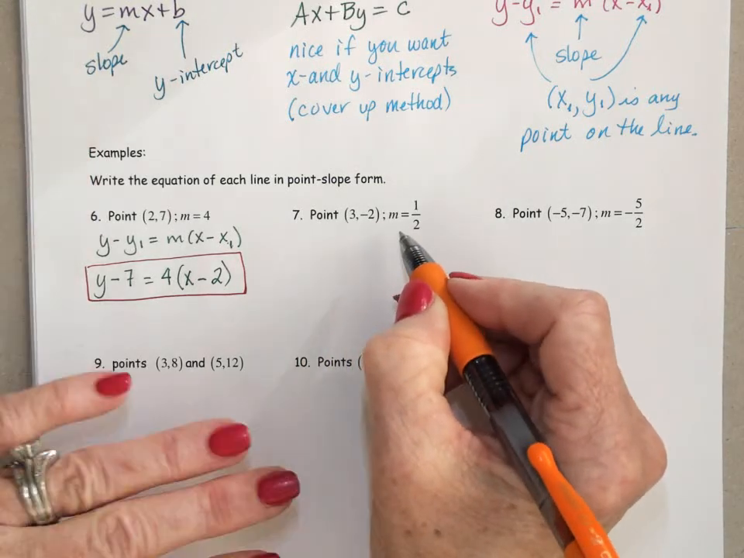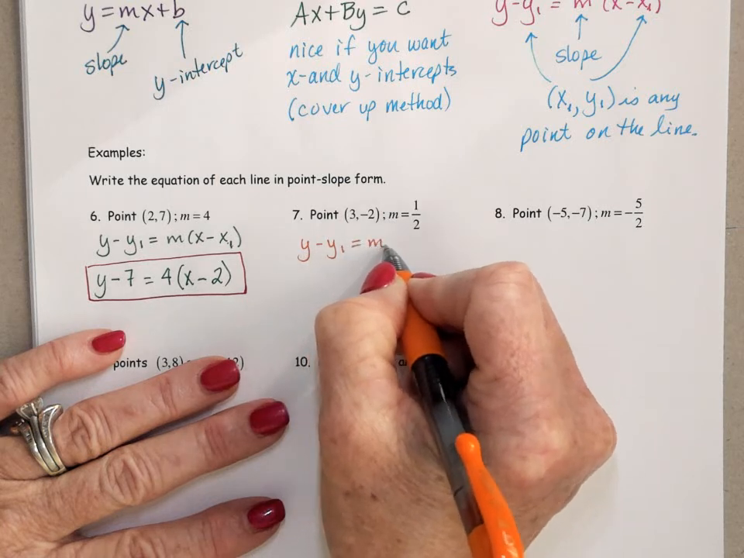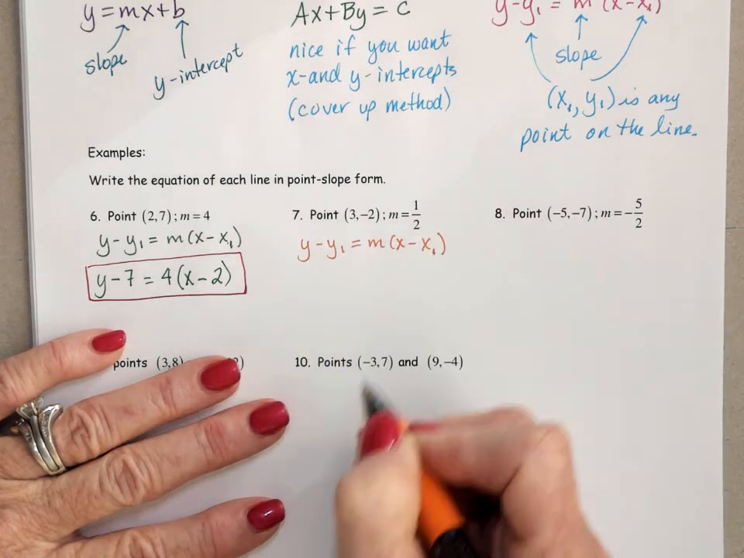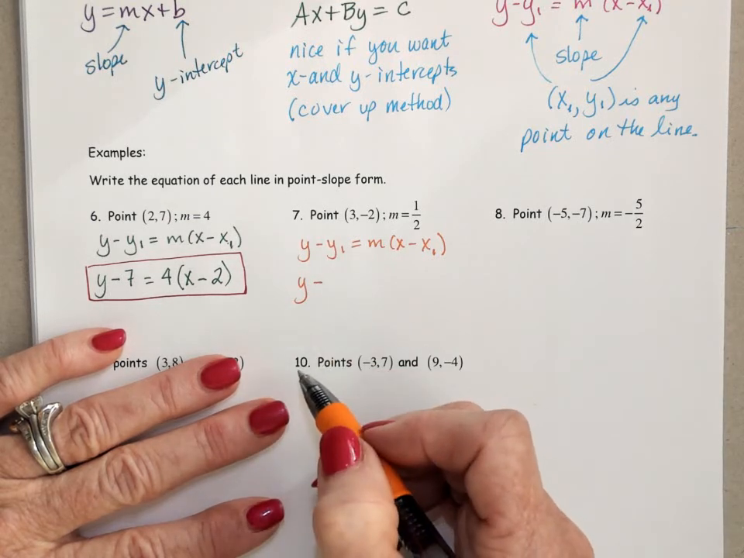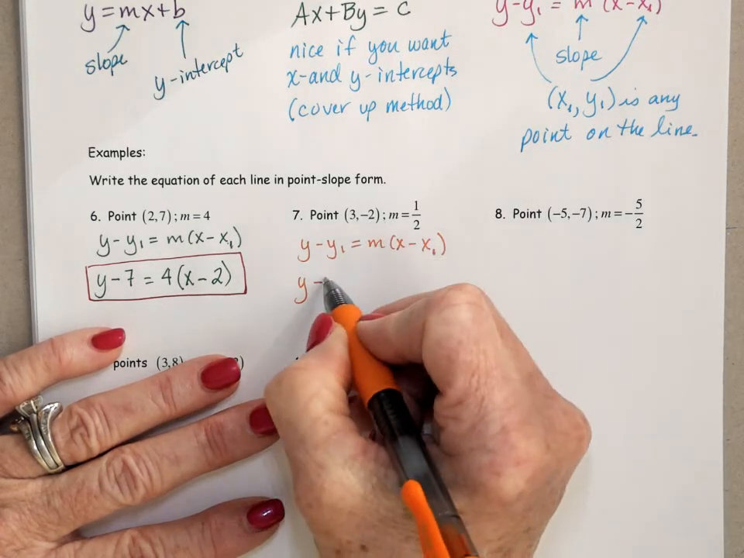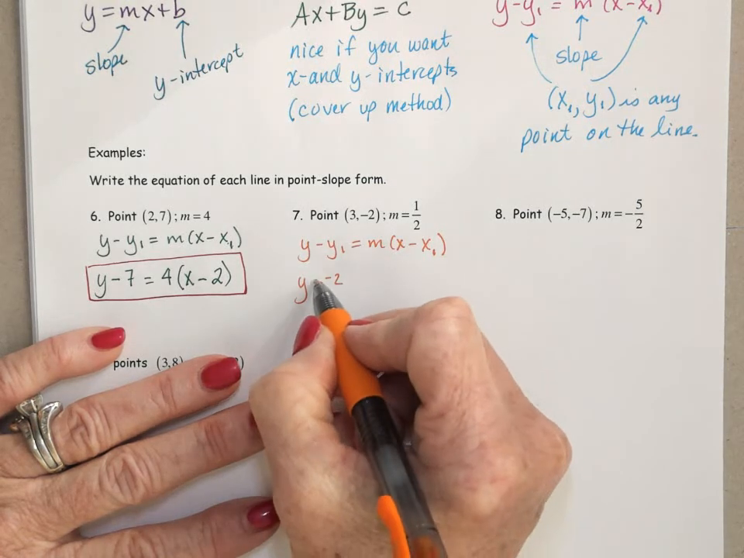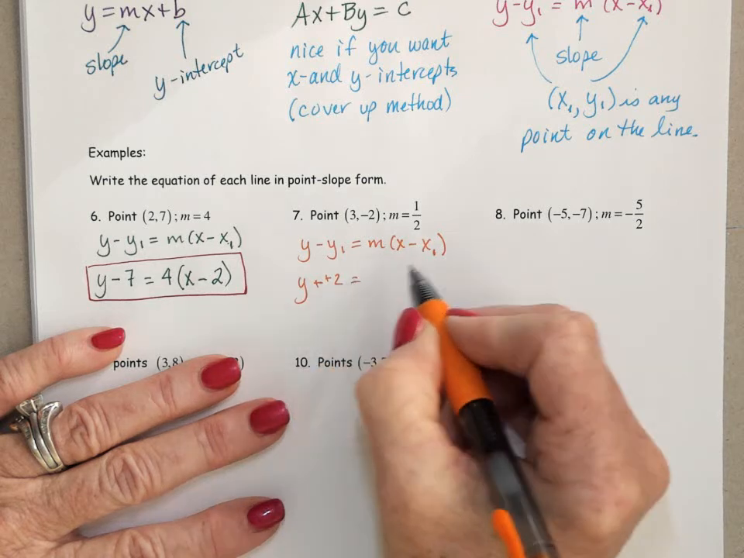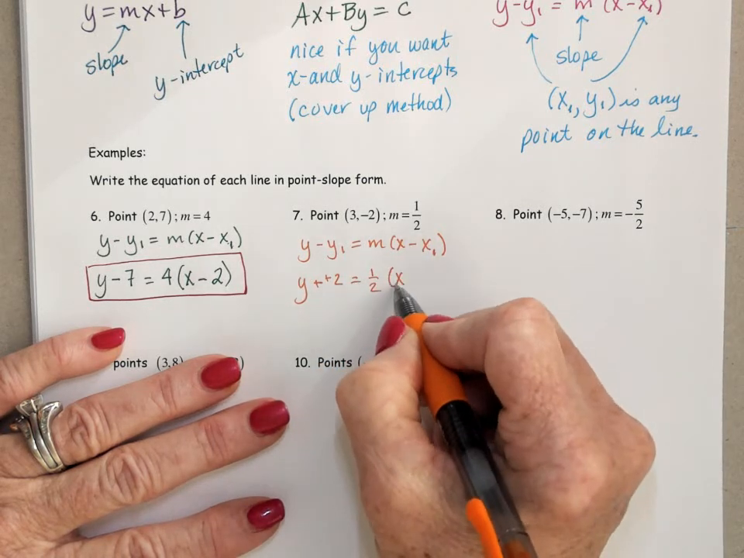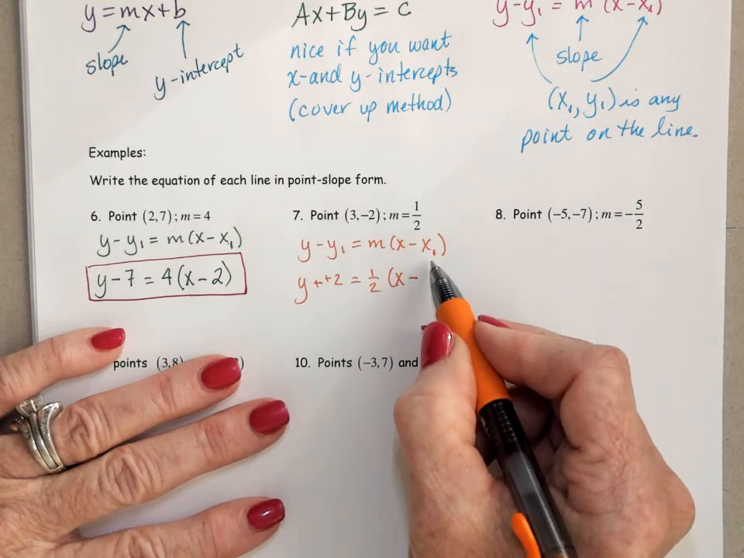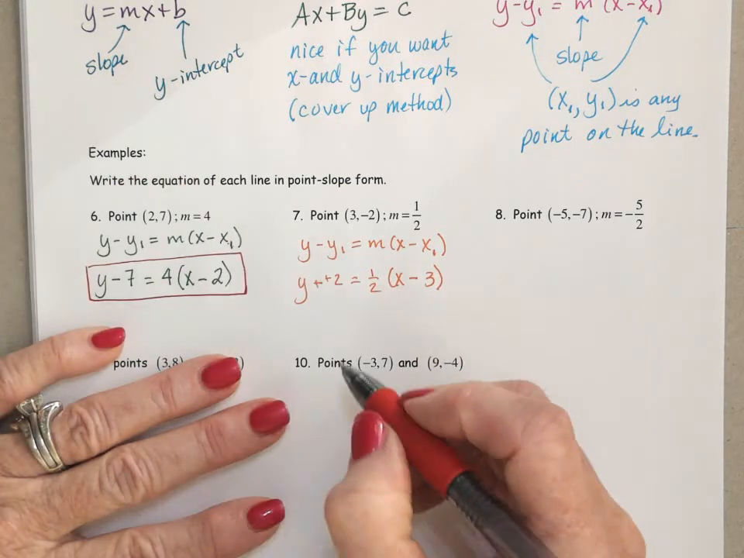Look at this one. Filling in again. y minus y sub 1 equals m times x minus x sub 1. y minus the y value of the point. y minus a negative 2. What happens there? Turns to plus a positive. Equals slope 1/2 times x minus the x value of the point, 3. That's it.